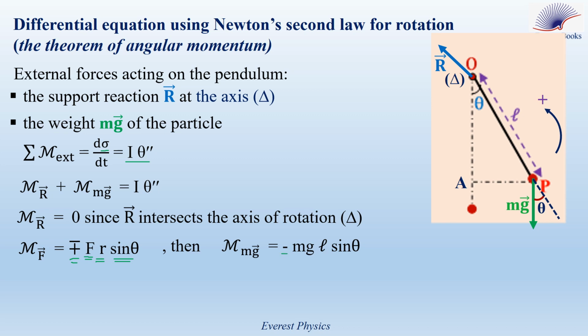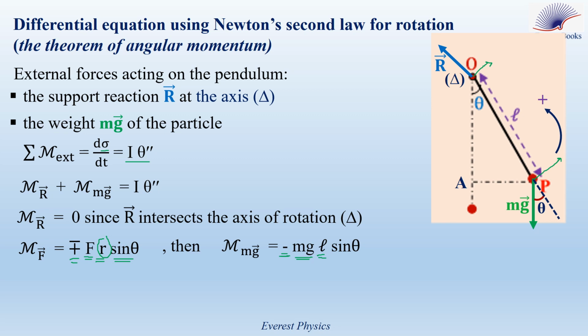First, let's discuss the minus sign. In the figure, we choose the counterclockwise as the positive sense. And in this position, the weight mg tends to rotate the pendulum clockwise in order to return the pendulum to its equilibrium position. So we have the minus sign. Now, the magnitude of our force is mg, and the distance r between the axis of rotation and the point of application of the force is equal to L. So r is equal to L, as you see.